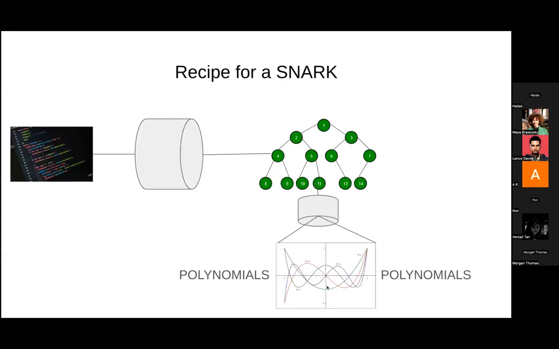So to start, a generic recipe for a SNARK is to take a circuit that's specified by some code, compile it into an arithmetic circuit, which can be represented like a tree, and then convert it to a set of polynomials. So basically, at a very high level, the circuit can be defined as a set of polynomials, and the witness can also be defined as a set of polynomials.